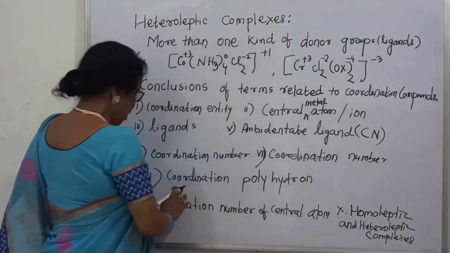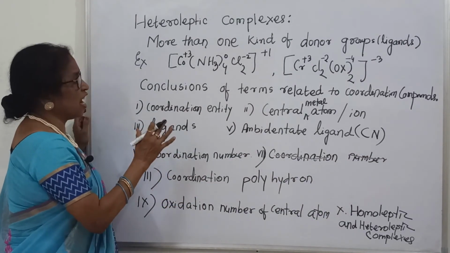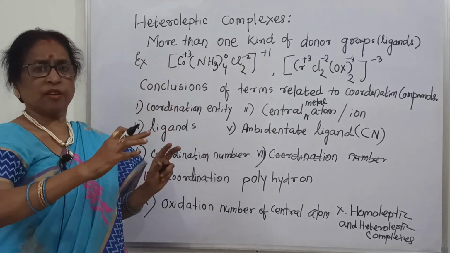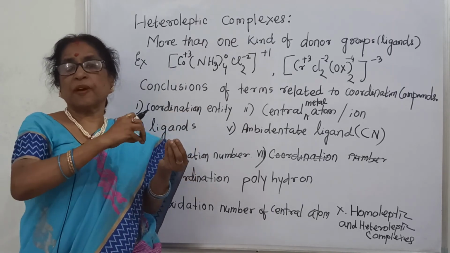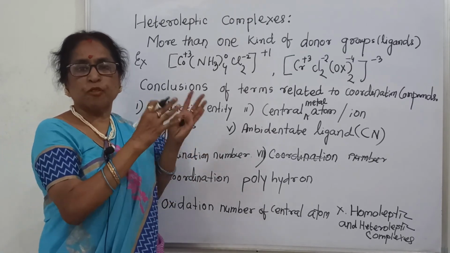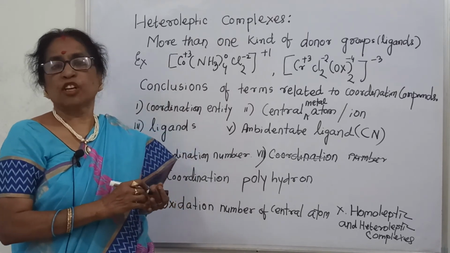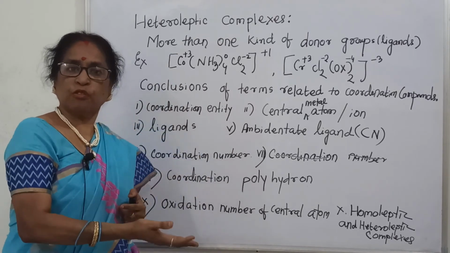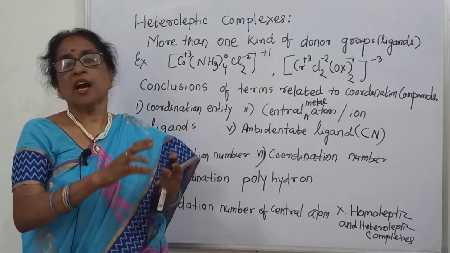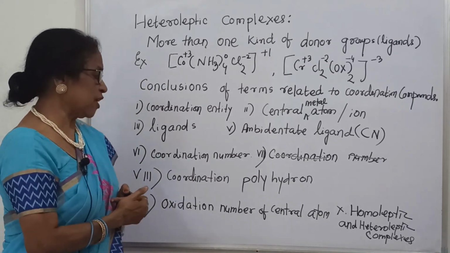Then come to coordination polyhedron. Coordination polyhedron means the ligands which are bound to the central metal atom or ion are arranged in a spatial arrangement. In space they are arranged, that is why it gives a particular geometrical shape, and that is called a polyhedron. If the coordination number is 6, it should be octahedral. If the coordination number is 4, it may be tetrahedral or square planar, which depends on the hybridization of the central metal atom.